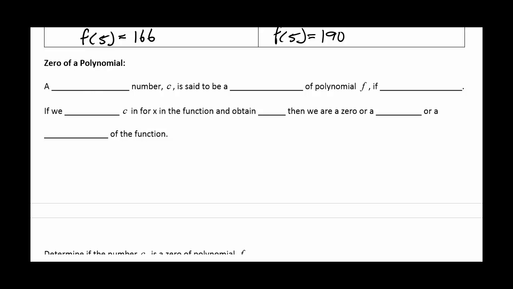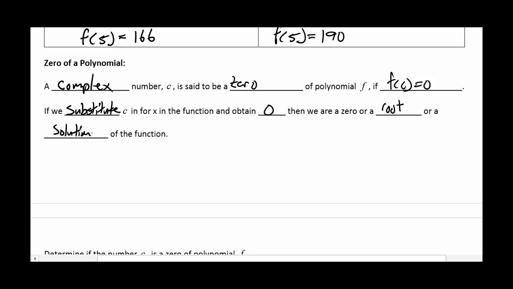A complex number, c, is said to be a 0 of a polynomial if f of c equals 0. So if we substitute c in for x in the function and obtain a 0, then we have a 0, or a root, or a solution of the function. Okay, so let me just take a second and sort of map out an idea of this.